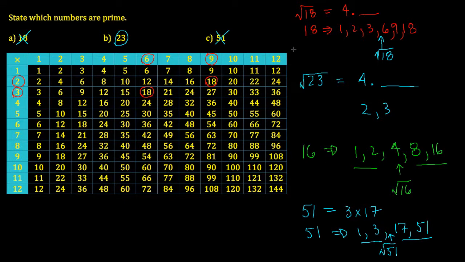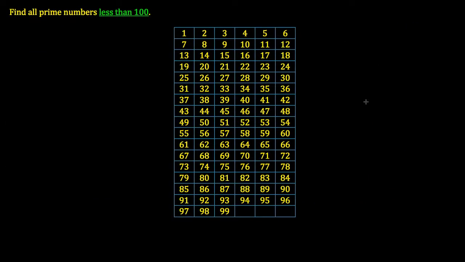Now we're going to extend the challenge just a little bit. We're going to try and find all prime numbers less than 100. And I'm going to show you a really, actually clever technique for finding these. Watch what we do here. So our problem becomes: find all prime numbers less than 100.